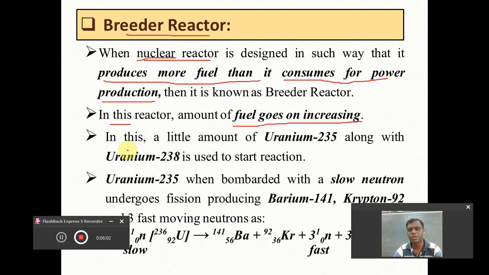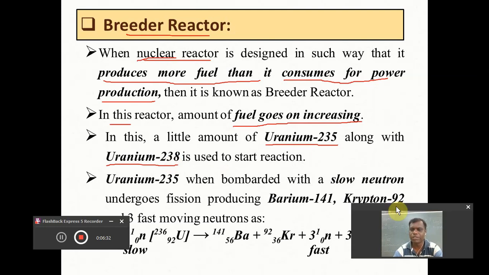And in this case, what nuclear fuel is actually used? It is observed that a small amount of uranium 235 is used along with the uranium 238. So these are the two nuclear fuels which are used in the breeder reactor. A small amount of uranium 235 is used along with the 238. So in this case we are using a mixture of uranium 235 and uranium 238.